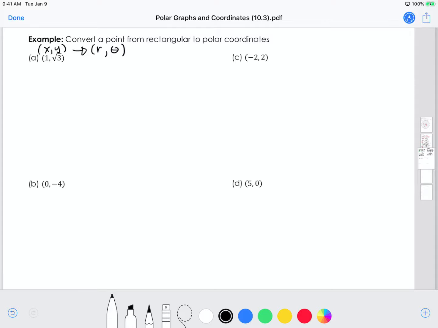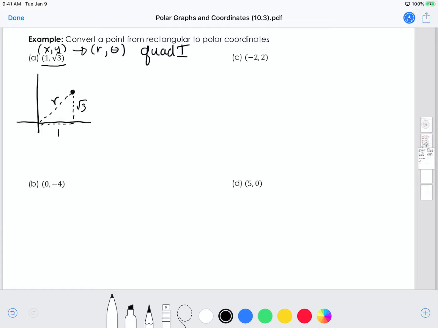So the first thing you should do when you're looking at rectangular points and you're trying to change them to polar coordinates is make sure that you have the correct angle that matches with the corresponding quadrant. If we plot this point on the xy plane, because they're both positive, this would be in the first quadrant. So I would come over 1 and up square root of 3. So this distance would be the square root of 3, and this distance would be 1.